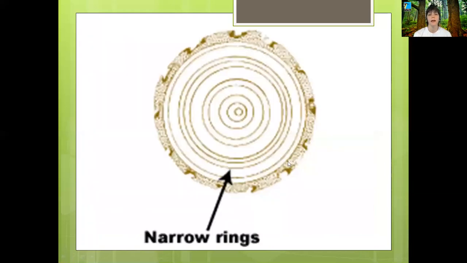If your tree has some narrow rings where the rings get really tight together at one point, this could indicate that there was a drought. There wasn't enough water for the tree. It wasn't allowed to grow as much as it should have been able to. It could also indicate insect infestation.